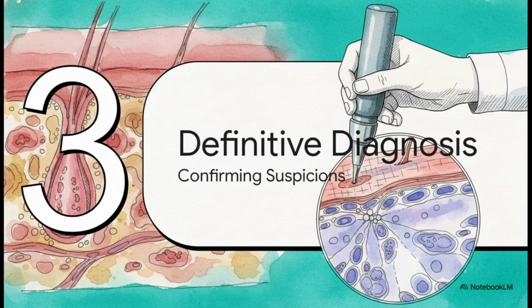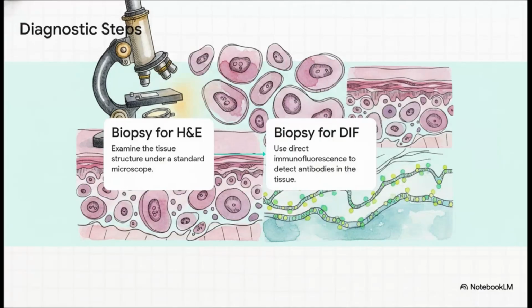Okay, so you see the clinical signs and your spidey senses are tingling. How do we go from just a hunch to a definitive, confirmed diagnosis? Well, this is where we need to look at the tissue itself. This is a classic two-step process. We need two separate biopsy samples. The first one is for a routine H&E stain, which just shows us the structure. The second one, and this is the important one, is for direct immunofluorescence, or DIF. That's what's going to show us the immune attack in action.